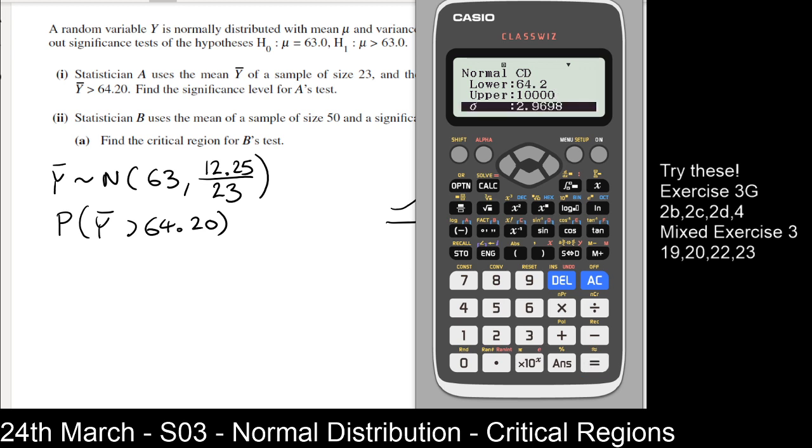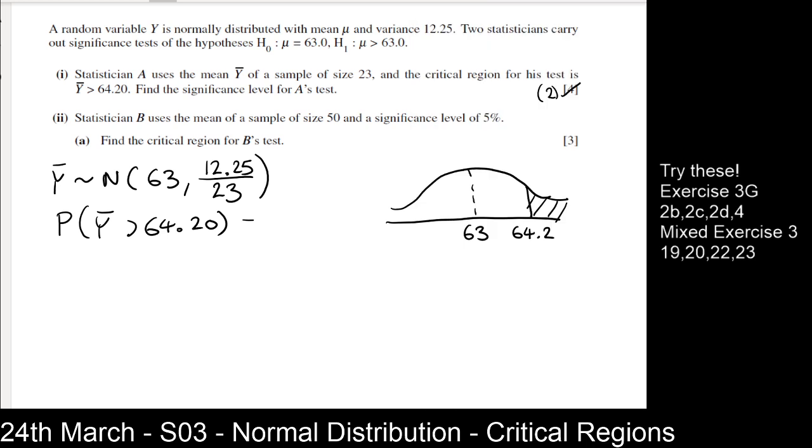And then put in my standard deviation, so it's the square root of 12.25 divided by 23. And my mean is 63. And as you can see here, I've got a probability of 0.05006 essentially. So if I go to three significant figures, or two significant figures, I can see that it's going to be 0.05.